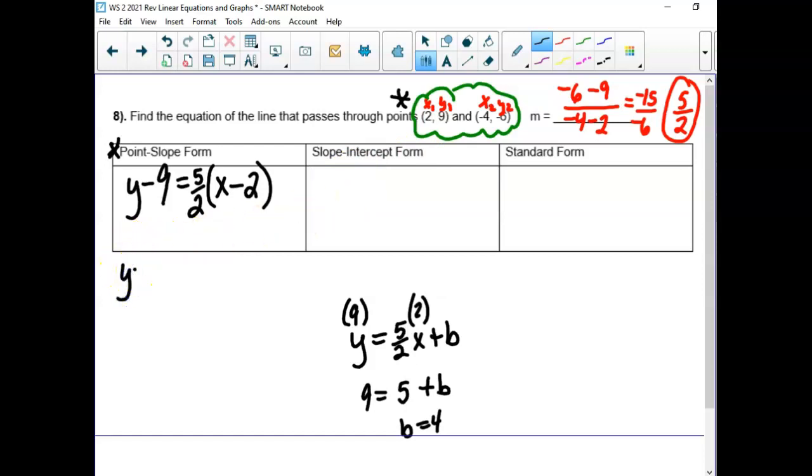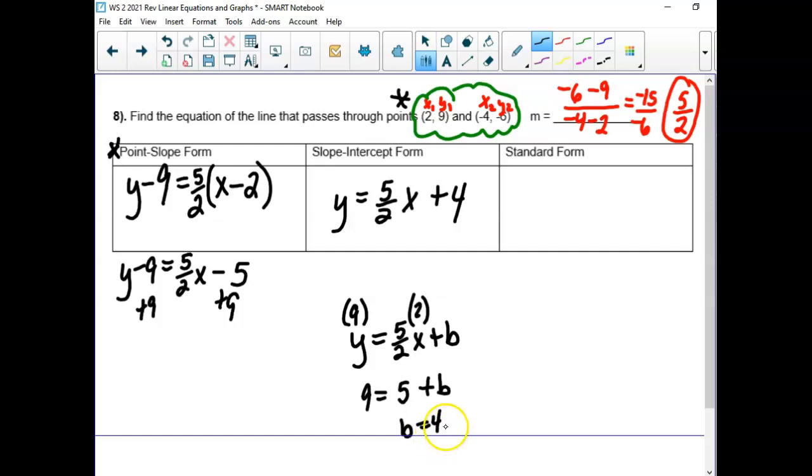I'm going to go ahead and distribute. 5/2 x minus, now we're done for point slope. I'm going on to slope intercept. If I do 5 divided by 2 times 2, I'm going to get 5. What do I need to do to finish? Add 9 over there, which is 5/2 x plus 4. Remember, I got this b equals 4 down here, doing it the other way. Okay, I'd rather you do it the way I did.